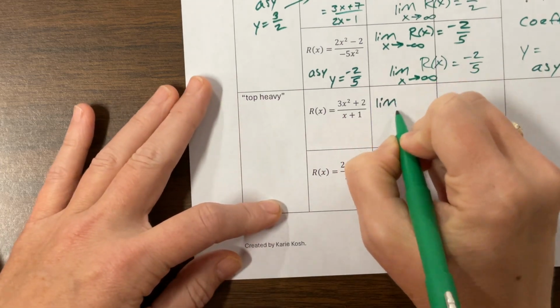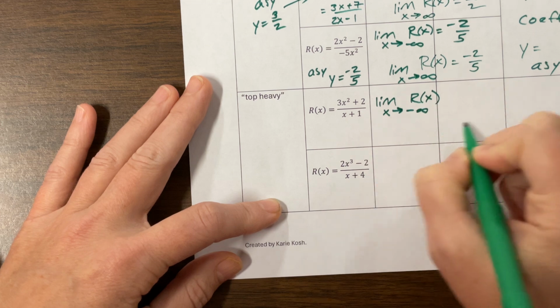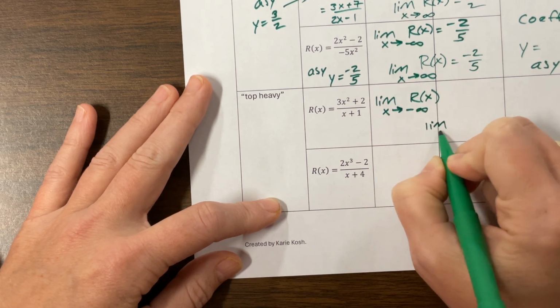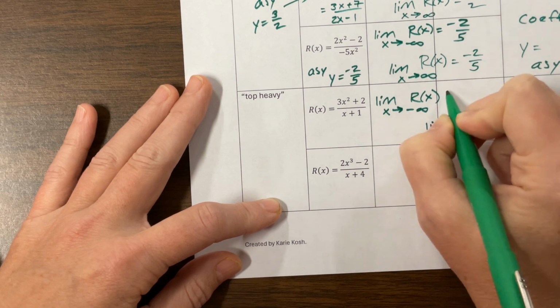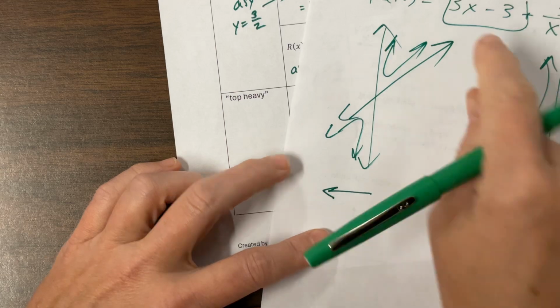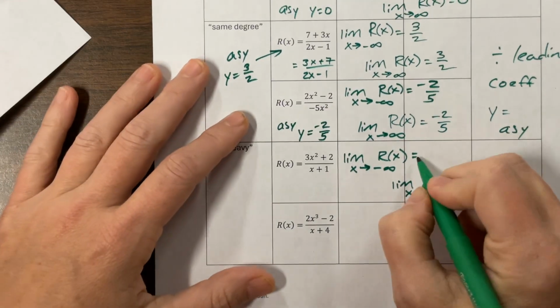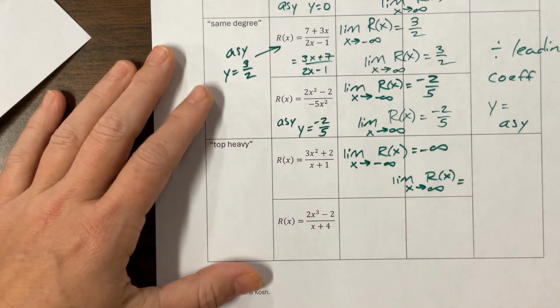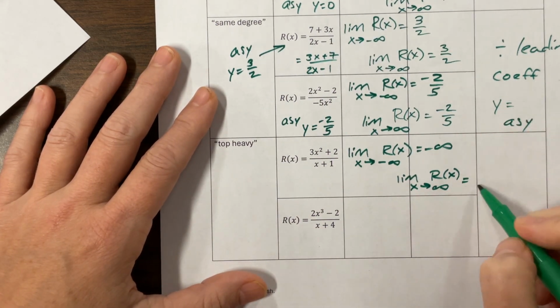The limit, this first one is as x goes to negative infinity of r of x. And then my second one is the limit as x goes to positive infinity of r of x. I can determine that just by knowing it has a slant asymptote and the slope of the slant is positive. That tells me that as x goes negative, y goes negative, and then as x goes positive, y goes positive.